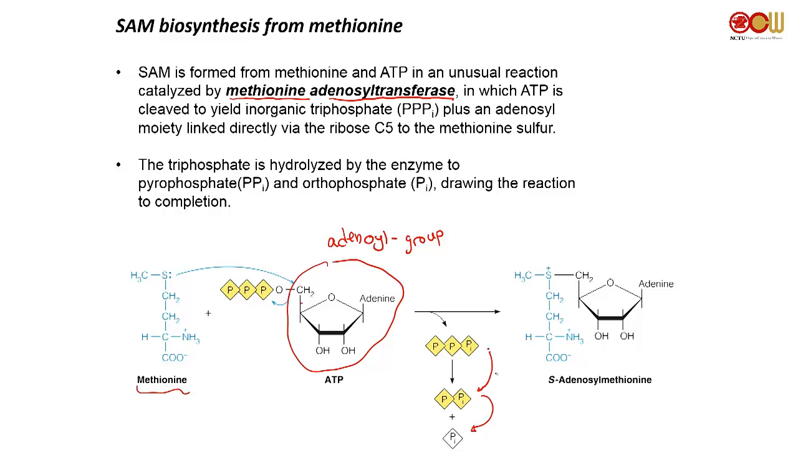Pyrophosphate goes to phosphate. So all of these delta G are less than 0. And once you get to this SAM, you can use it to do your methylation reaction. Now, here it says that the triphosphate is hydrolyzed by the enzyme to pyrophosphate, pyrophosphate to phosphate, and because every step here the delta G is less than 0, it drives this reaction, because you can't put the triphosphate back. Triphosphate goes to pyrophosphate, pyrophosphate goes to monophosphate, right, so this is how you make SAM.